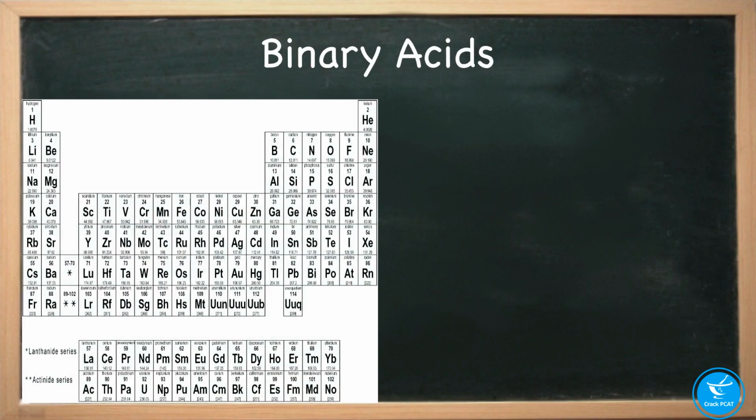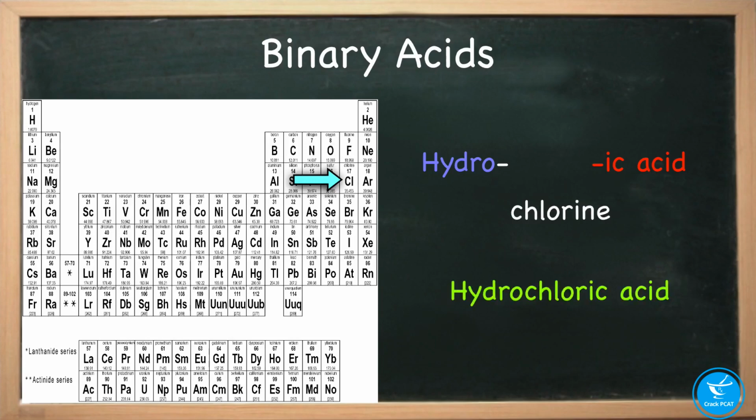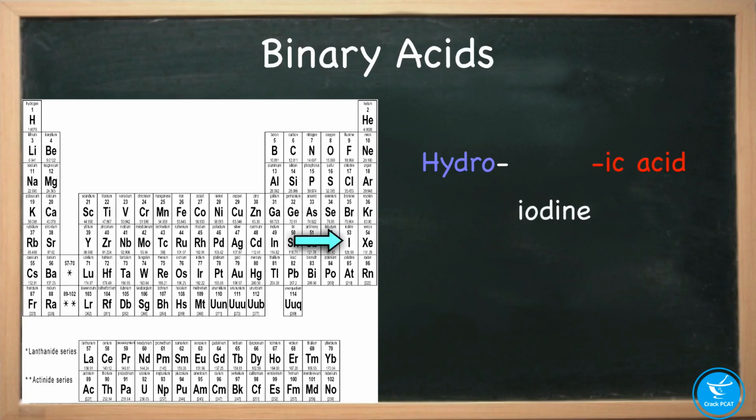Remember, we're going to have a prefix hydro, and then we're going to add the suffix ic acid. So the first one, this is fluorine. We would call this hydrofluoric acid. Next we have chlorine. We would call this hydrochloric acid. Next we have bromine, hydrobromic acid. Next we have iodine. We would say hydroiodic acid.